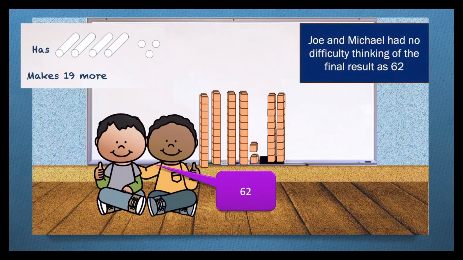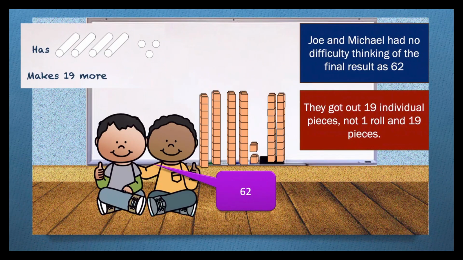Notice that Joe and Michael had no difficulty thinking of the final result as 62 based on the 6 rolls and 2 pieces. Also, even though they weren't asked, I am confident that they would have been able to say that the initial configuration represented 43 candies. Nevertheless, to get 19 more candies, they did not get out 1 roll and 9 pieces. They got out 19 individual pieces.